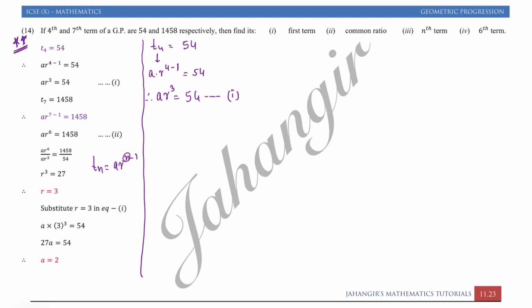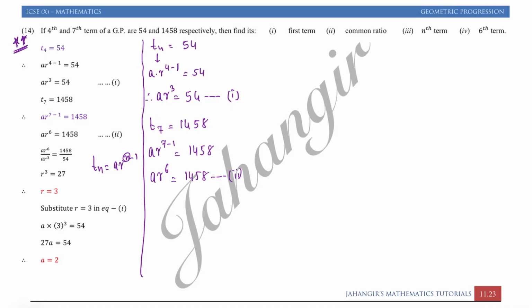Okay. Now in the same way we can write the value of T7. T7 is 1458. So T7 is A into R raised to 7 minus 1 is equal to 1458. So therefore A into R raised to 6 is equal to 1458. This is my second equation. Now, in arithmetic progression we did the same type of question. In that we got two simultaneous equations and we solved them using the simultaneous equation method.